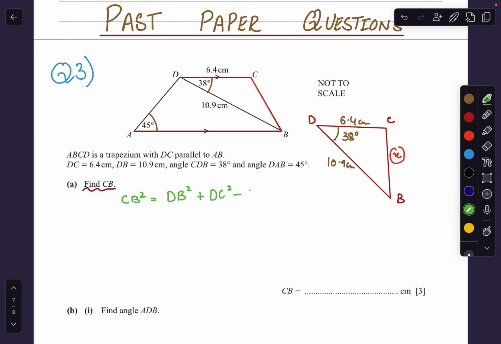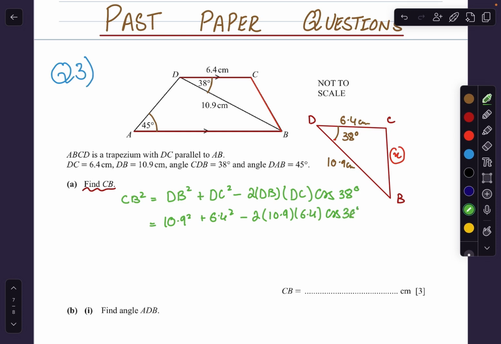After that, subtract 2 times DB, multiply by DC again, and then cos of the included angle between those two sides, which is 38 degrees. To solve this, we'll put the values in now. DB square is 10.9 square, add 6.4 square, subtract 2 times 10.9 times 6.4 with the cos of 38 degrees here.